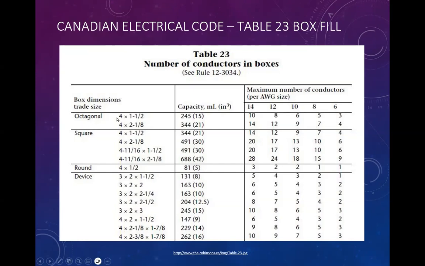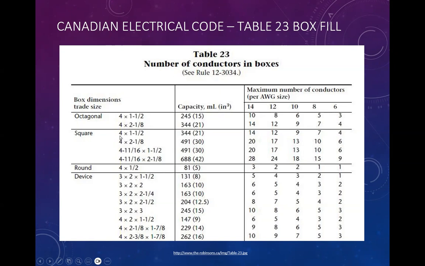Square box, for example. Octagonal box, which has eight angles, eight equal sides. So that means only one side has to be specified. Same as the square box. Only one side has to be specified because a square is a square. So this box is 4 inches. See, we're specifying the volume in milliliters because we are metric, but the box sizes we are specifying in inches. There we go. Here's our metric system.